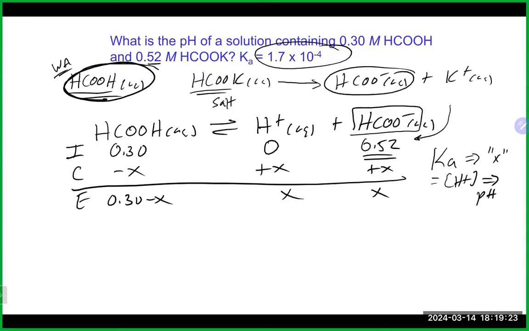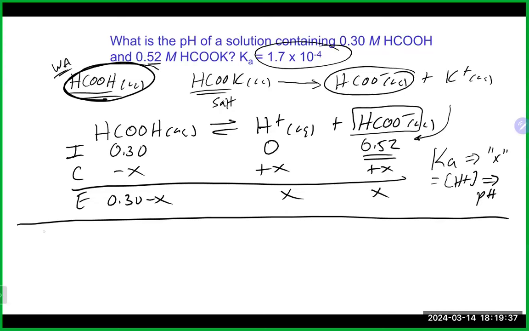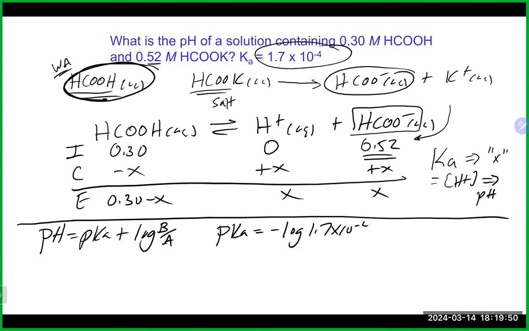Now, you don't have to do any of that because, hopefully, you can recognize that these two are related to each other. This is a common ion, really a buffer situation here, which means we could go right into our Henderson-Hasselbalch equation. In this case, we could just calculate our pKa value, which would be minus the log of 1.7 times 10 to the minus 4. That gives us 3.77 for our pKa.